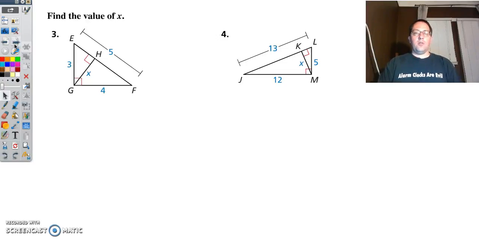Alright, so what I want you to do is pause the video and find the value of x. Might help to draw out your triangles and then set up your proportions. Okay, so pause the video, work out the value of x, and then come back. Let's see how you did.